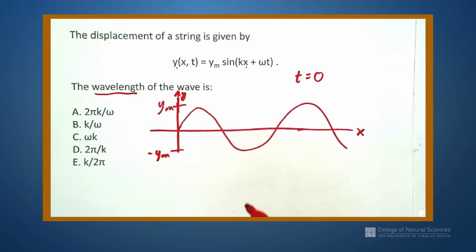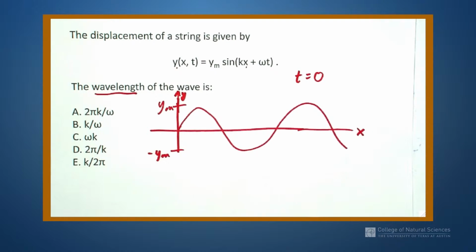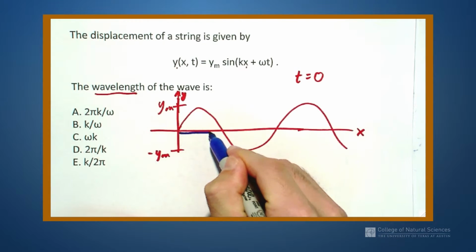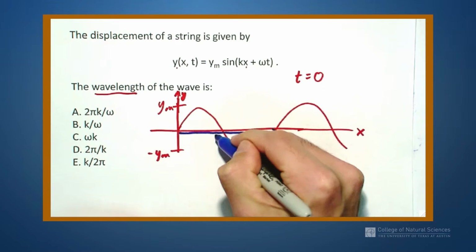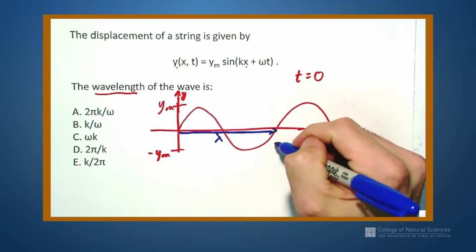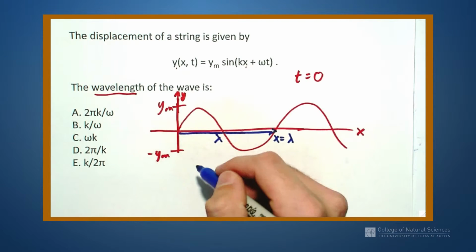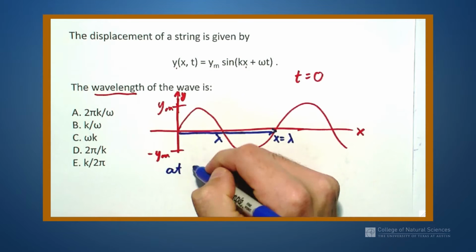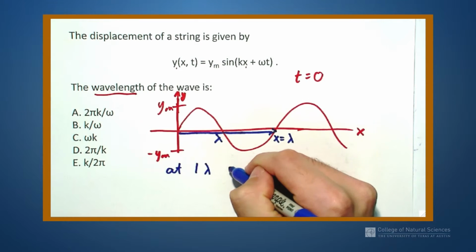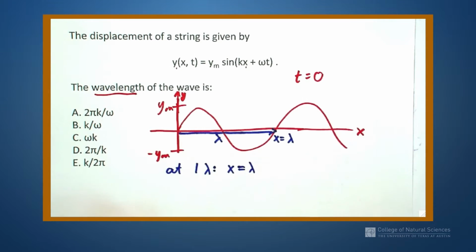We want to know what the wavelength is, and the wavelength is defined as when this graph repeats itself. So I know that if I were to start at 0 and go all the way over to here, this is equal to 1 wavelength. So at this point right here, x is equal to lambda. And this is how we're going to solve our question. We're going to say that at 1 wavelength, x has to be equal to lambda.